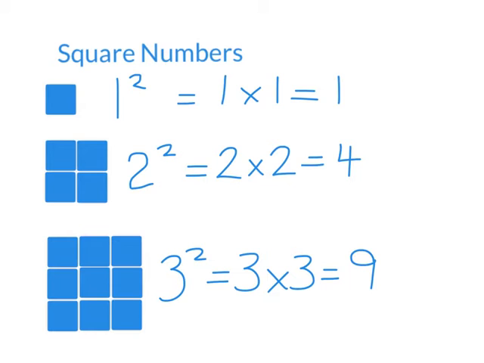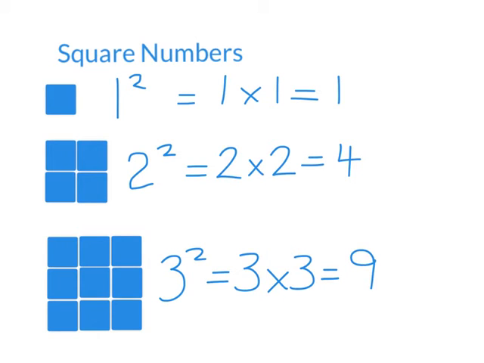So we use the little 2 here. It's like an index. The number 1 has been raised to the power of 2, and it means it's just 1 times by 1. So I've gone along 1 and I've gone down 1. So I've just got 1 as my answer.